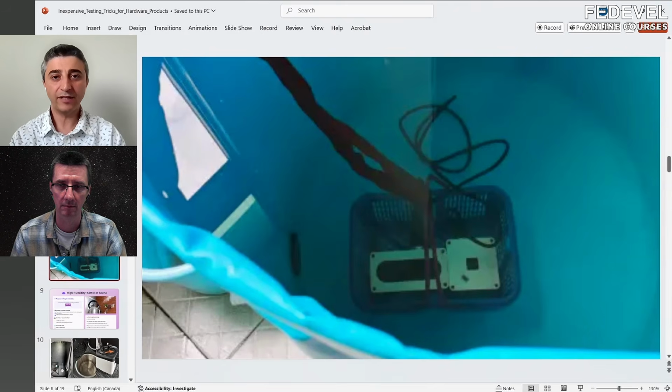Again, dust is a kind of interesting thing because there are fine dust particles that are defined in an IEC standard, and there are large dust particles.